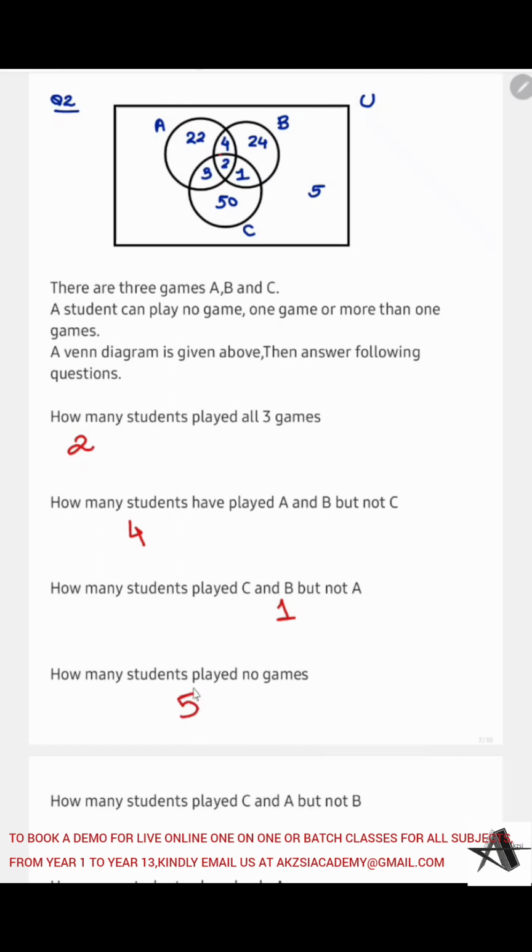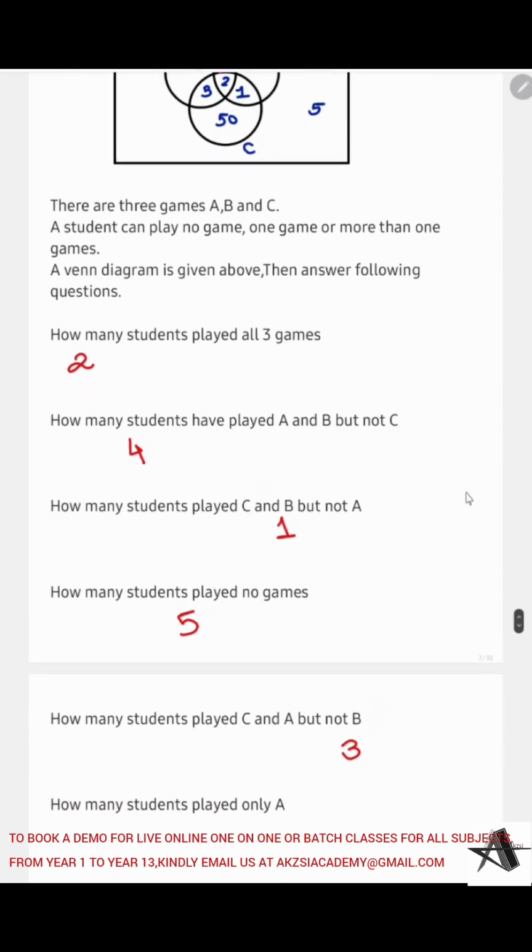How many students played C and A but not B? Similarly, we are looking for the intersection of C and A but not B. So C and A is this one with the blue that I'm highlighting. This is C and A but not B. This part is an intersection of B, and we don't want that. So what's remaining now? Just 3. So 3 is the number of students.